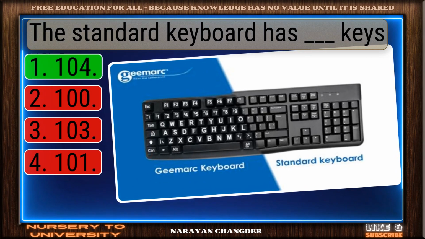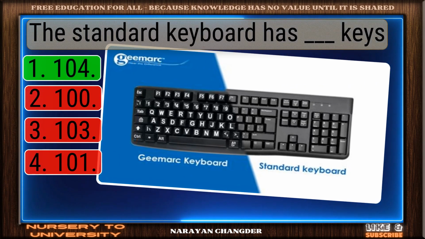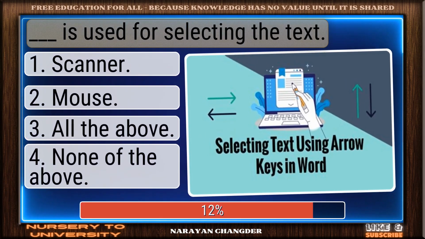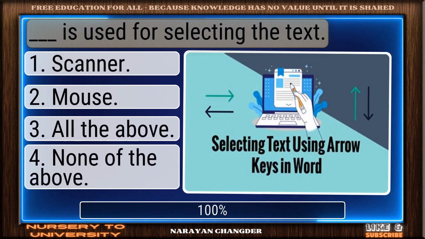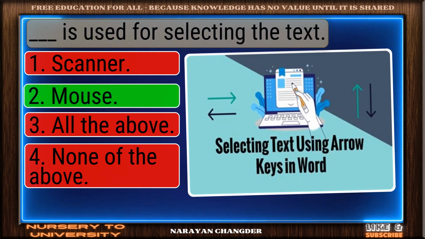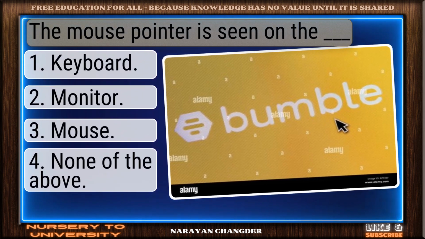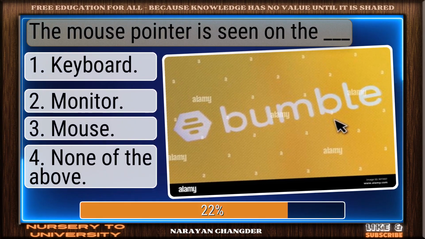You chose 1 on 4, and it is correct. Dash is used for selecting the text. Smart pick. Mouse is the correct choice. The mouse pointer is seen on the dash.